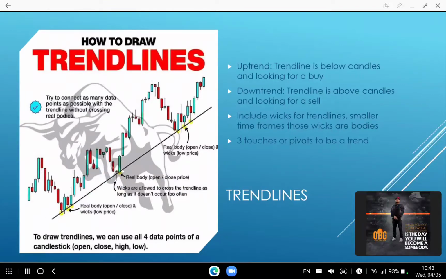In a downtrend, you're looking for sells, and then your trend line would be put above it, so it would be the opposite.